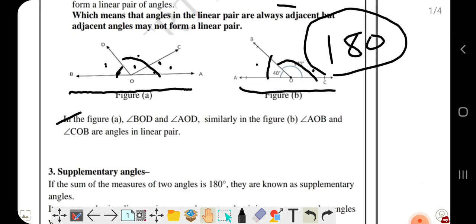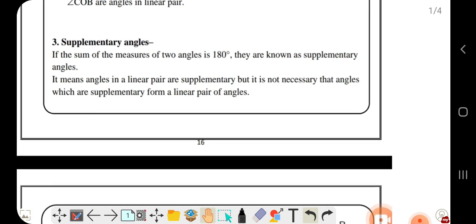The next concept is supplementary angles. What are supplementary angles? If the sum of the measures of two angles is 180, they are known as supplementary angles. It means angles in a linear pair are supplementary, but it is not necessary that angles which are supplementary form a linear pair of angles. Okay, let's discuss this.